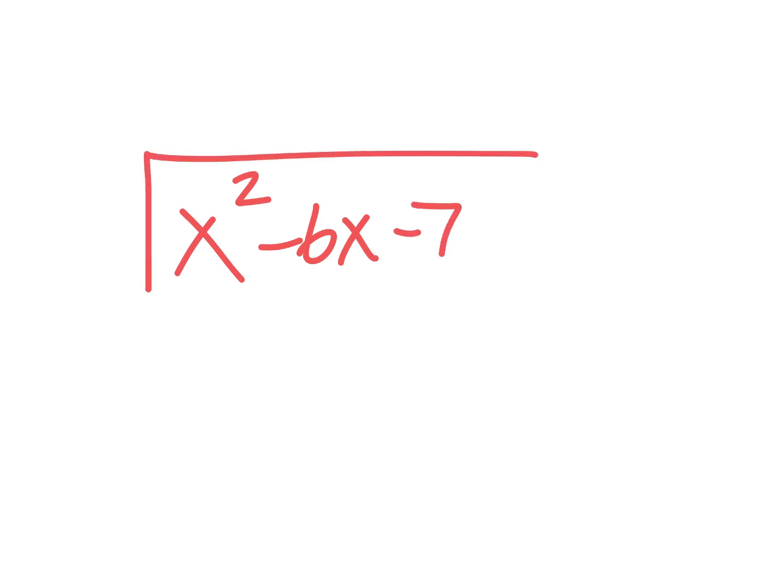All right, let's do one more like that. Ready? x squared minus 6x minus 7 divided by x plus 1.